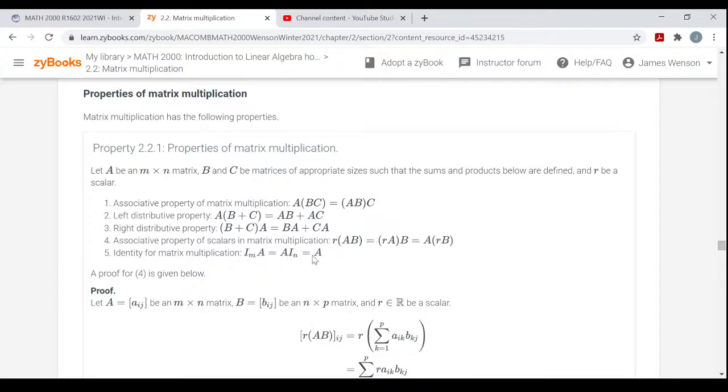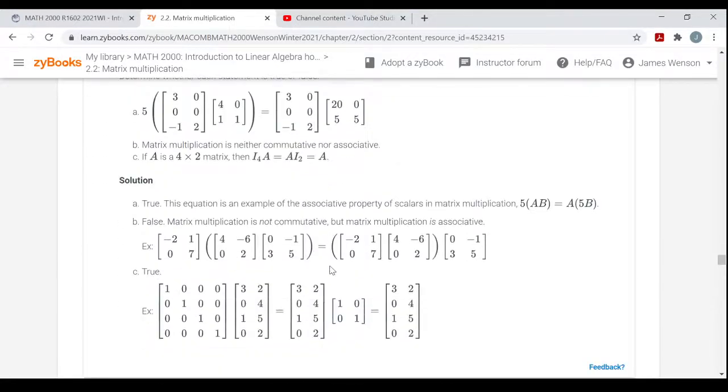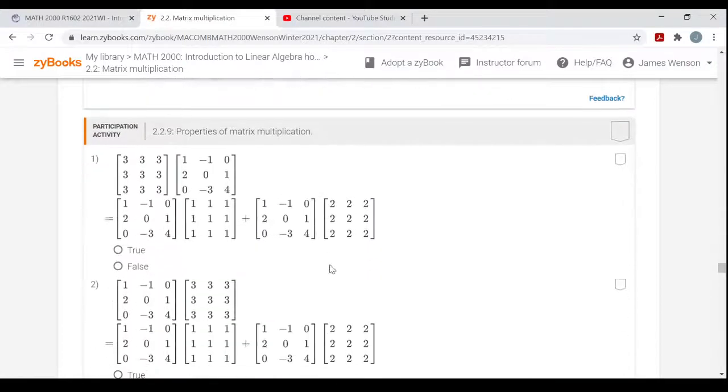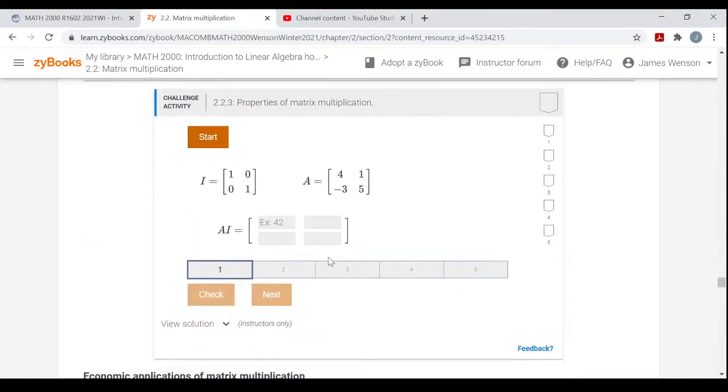And then this one here is what I stated earlier about the identity matrix. If you multiply by an identity matrix, you should get the same matrix back, as long as the sizes are correct. I've got some proofs and examples. Again, you've seen me do multiplication, so I'll leave that stuff to you.